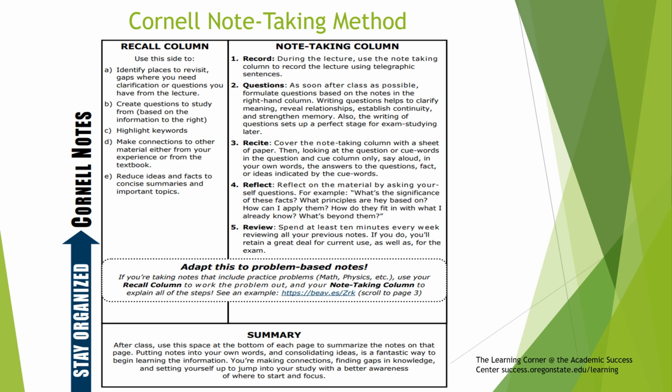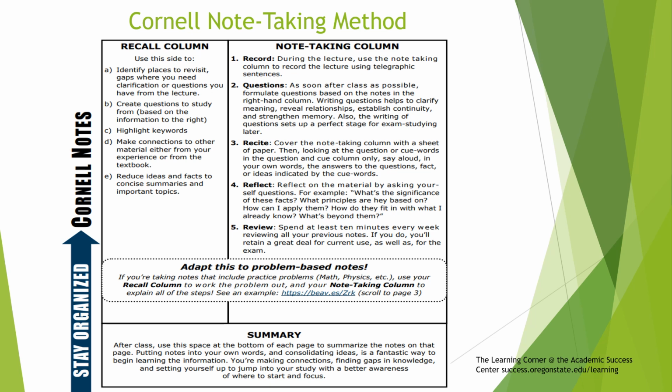The second method is the Cornell Note-Taking method. The idea is to break your paper into 3 sections. The right column is where you take notes in class. The left column is the recall or key points column. Here you can highlight keywords, create questions to study from, and make connections to other material from your experience or from the textbooks. When you're studying for a test, you can cover up the right column and use the recall column to ask yourself questions to test yourself.